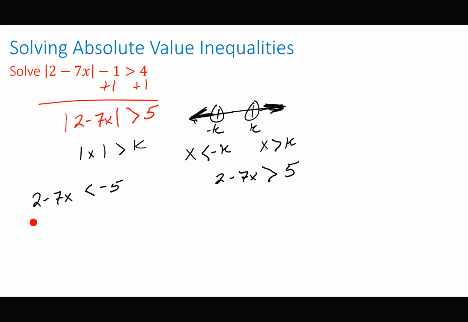All right, so if I subtract 2, -7x is less than -7. Divide by -7, divide by -7. Alarm should be going off in your head to reverse that inequality symbol. X is greater than 1.